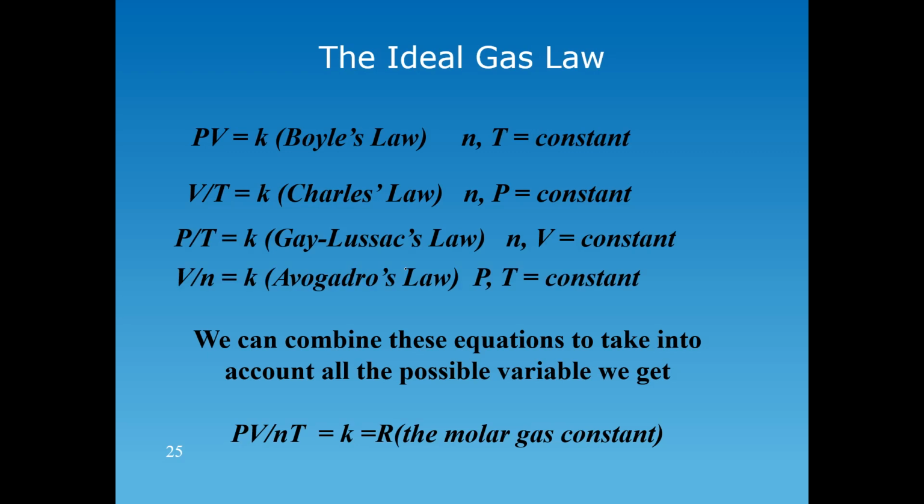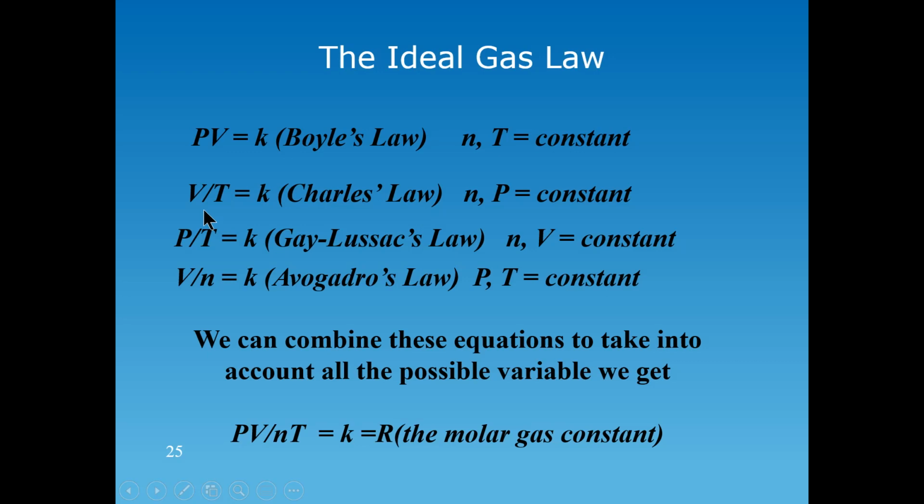Now we're going to get into a law which combines all the laws that we discussed: Boyle's law, Charles' law, Gay-Lussac's law, and Avogadro's law. This is basically a summary of these laws listed here. As we said before, one way of expressing Boyle's law is PV is equal to a constant, but that's if n and T are constant.